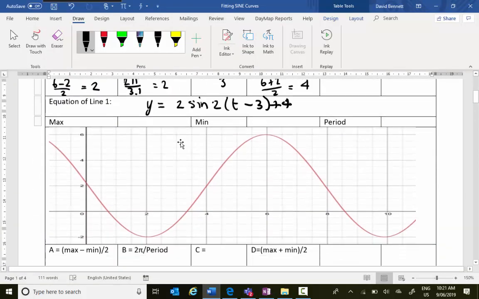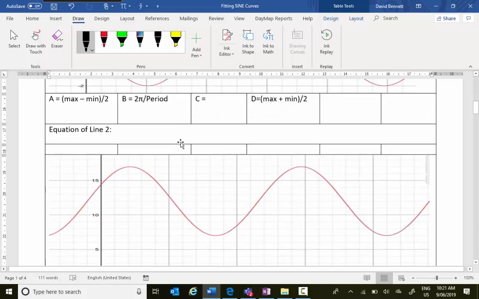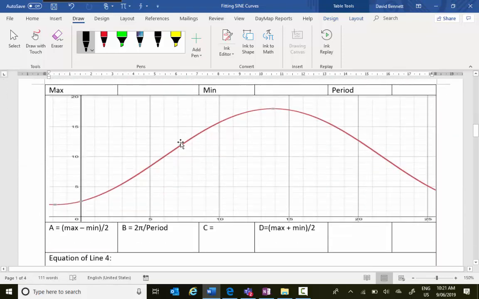Alright, let's do another one that's a little bit trickier. So let's do this one here, because this one here you don't see a complete wave. Alright, so if I was looking at my scale here, I have to do the same things I've done before. The maximum value that goes up to, that's like 15, 16, 17, 18. So my maximum value is 18. My min value is like 2.